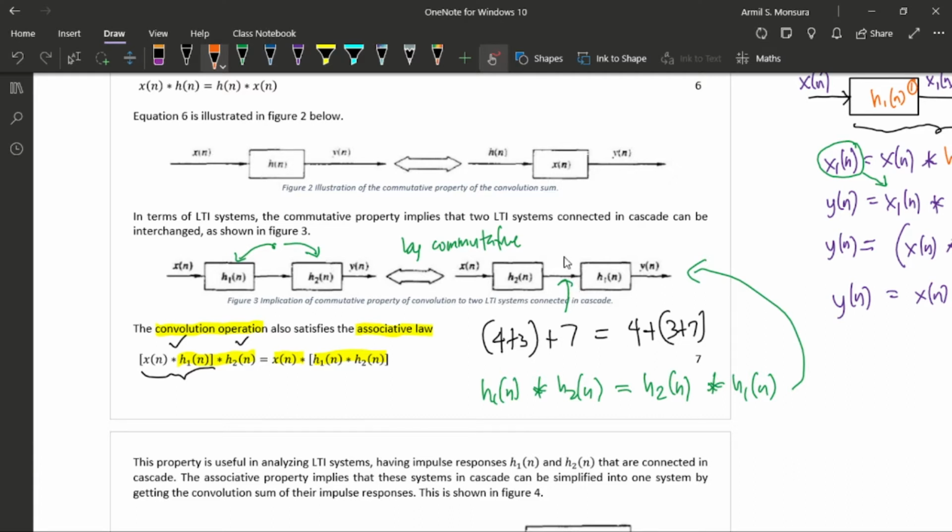This happens only under the assumption that H1 does not load H2. Ibig sabihin, yung impedance, okay? If these are individual circuits, meron kasing output impedance itong si system H1, okay, at merong input impedance itong si H2, okay.